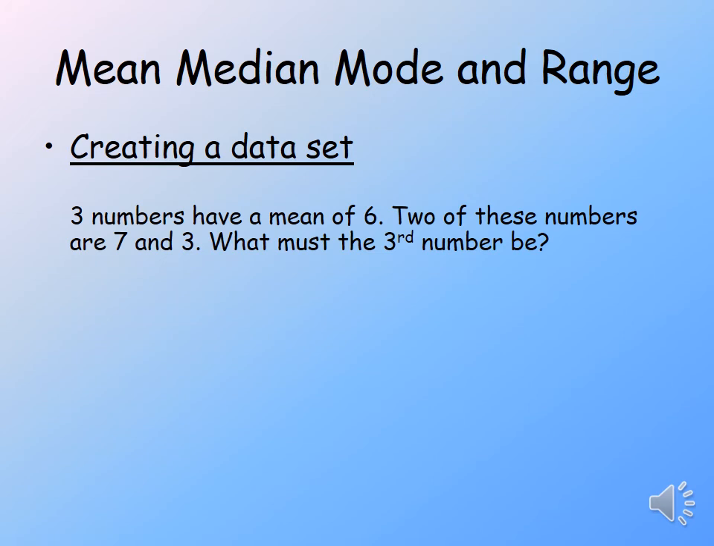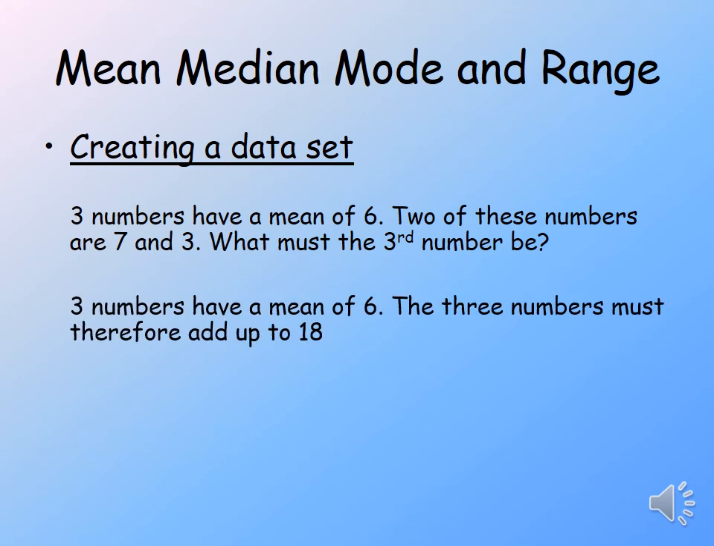Okay, I'm about to reveal the answers, viewers. We are told that there are 3 numbers and that the mean is 6. Therefore the total must be 18. 3 times 6 is 18. And we're given 2 of the numbers, which are 7 plus 3. 7 plus 3 adds up to 10. So the third number must be 8.